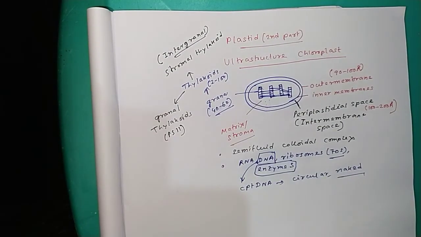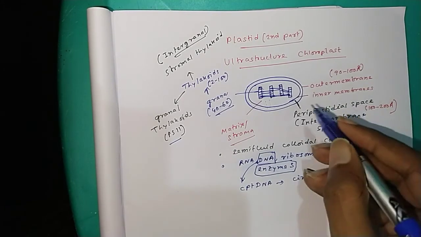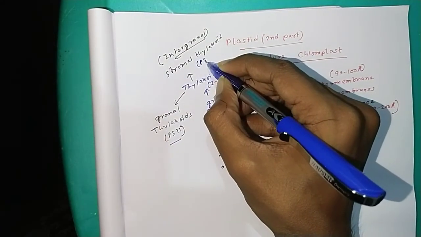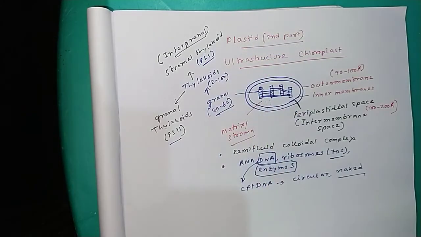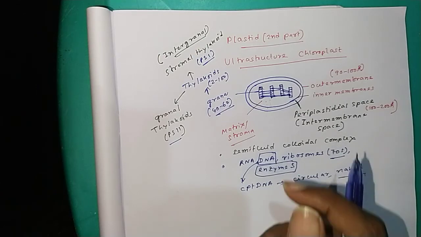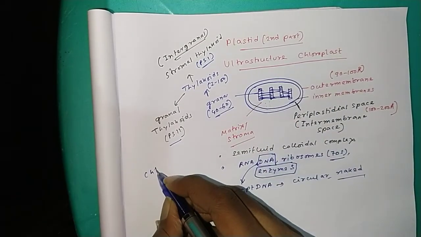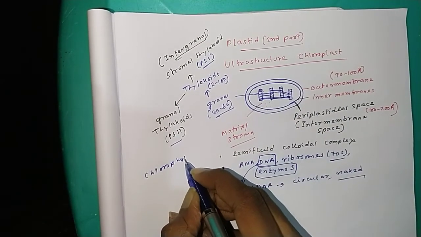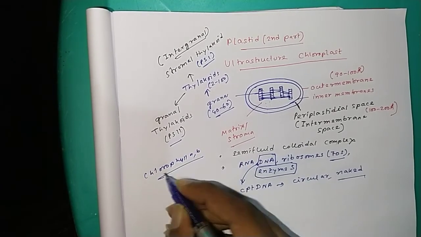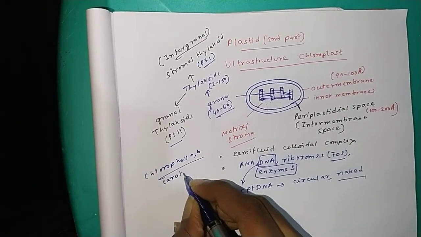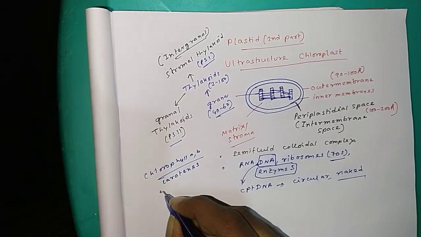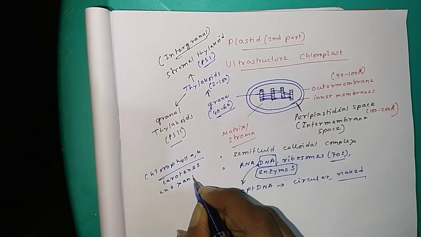The thylakoids that are present in the grana possess photosystem 2, that is very important, and the thylakoids that are present within the stroma possess photosystem 1. The thylakoid membrane possesses the photosynthetic pigments chlorophyll A and chlorophyll B, along with carotenes, and they also have xanthophylls.